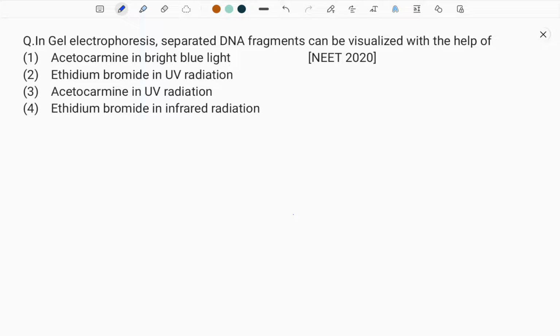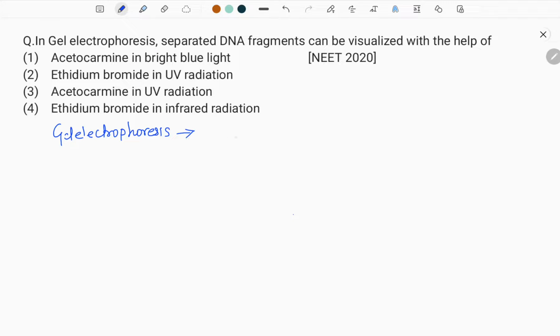Here we have a question about gel electrophoresis. We know that during the digestion of the DNA fragments by restriction endonuclease, the digested DNA fragments are separated by gel electrophoresis. So, in this gel electrophoresis, what is being used as gel?